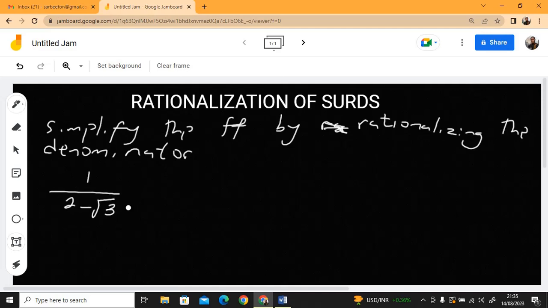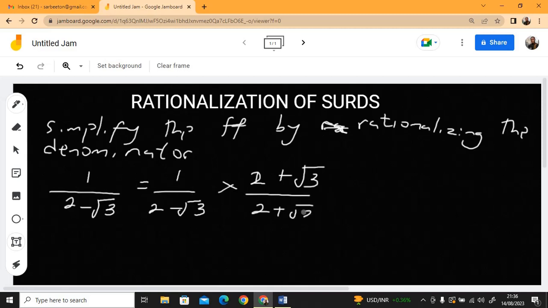You are going to multiply the top and the bottom. So this gives us 1 over 2 minus root 3, times 2 plus root 3 over 2 plus root 3. I know that anything times 1 still gives us the same thing. So 1 times everything here will still give us 2 plus root 3.